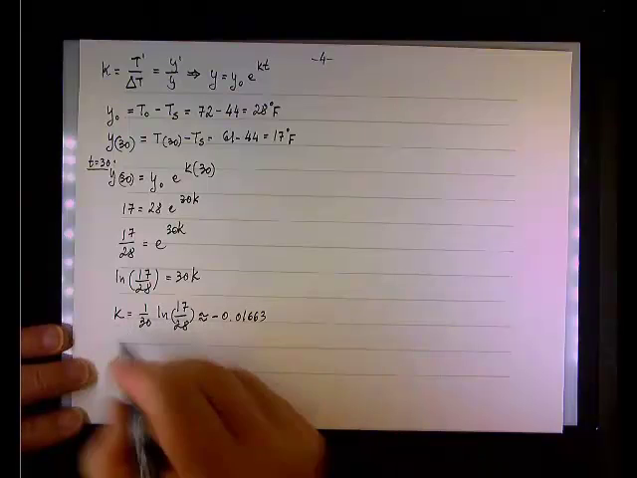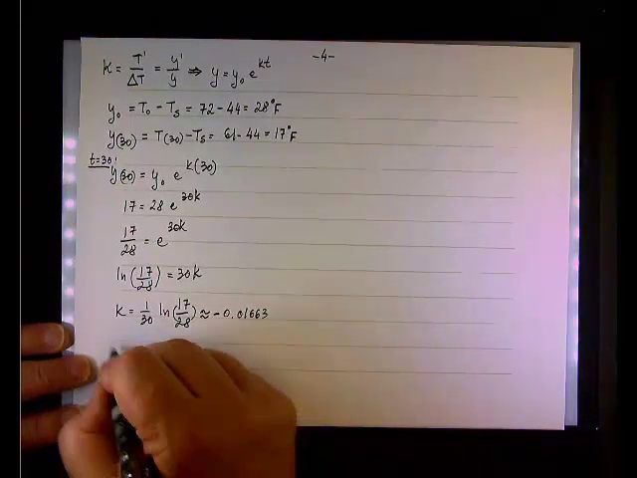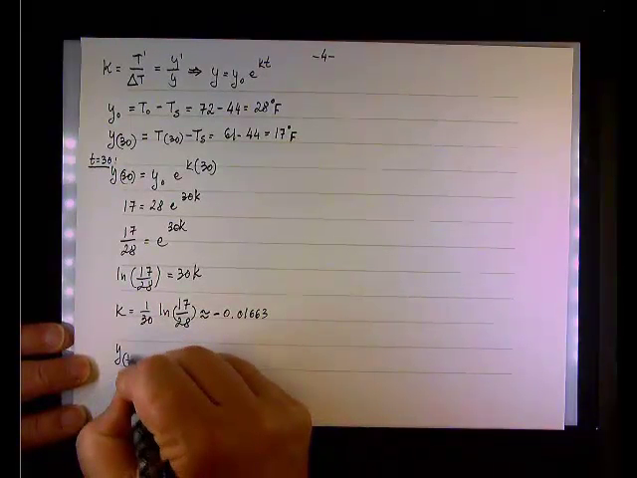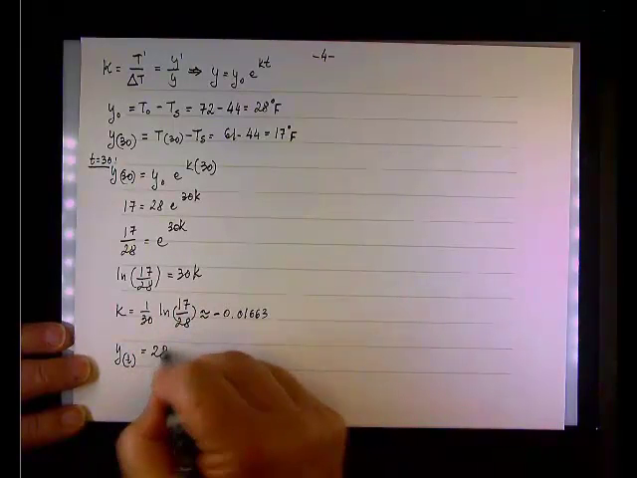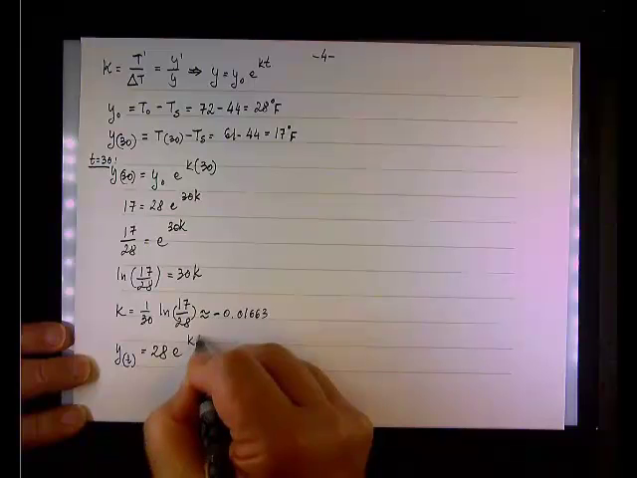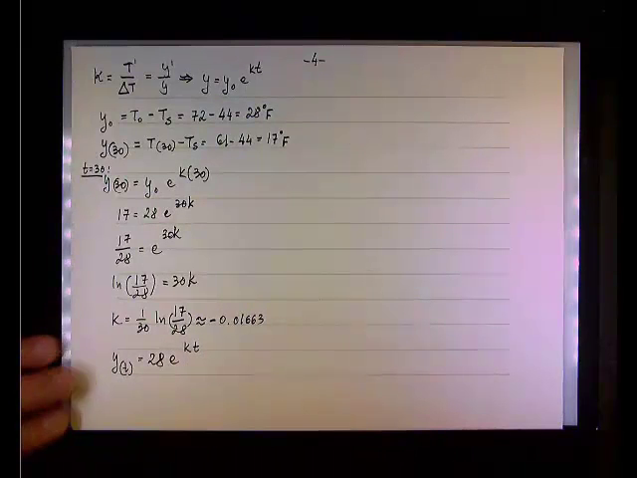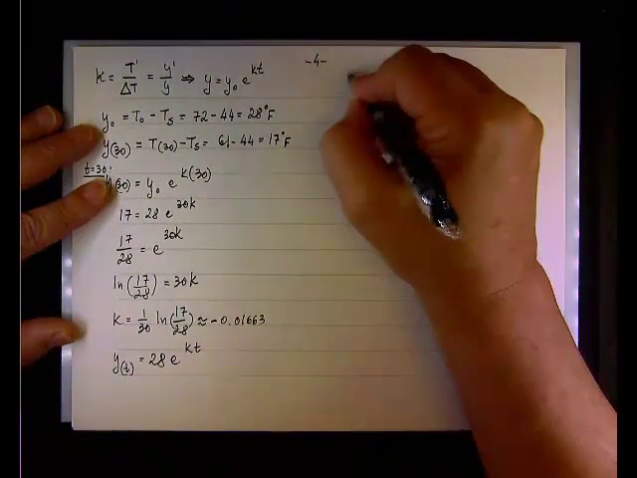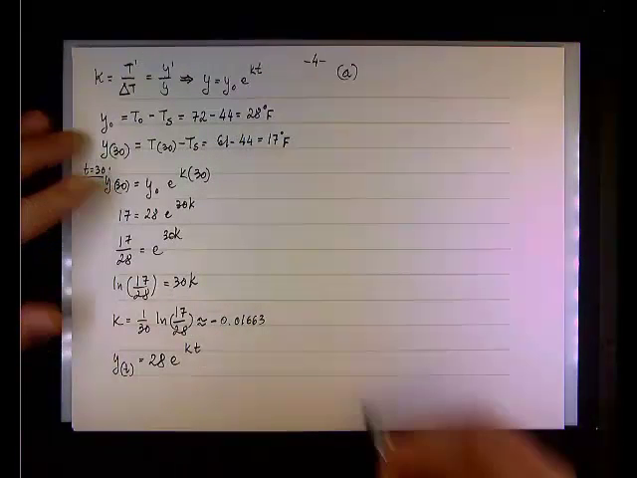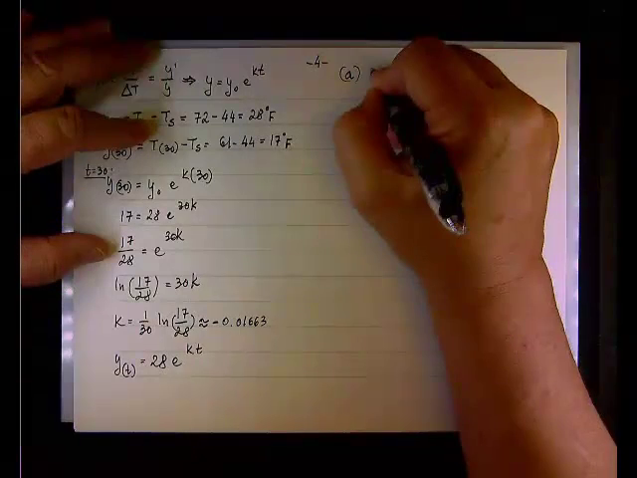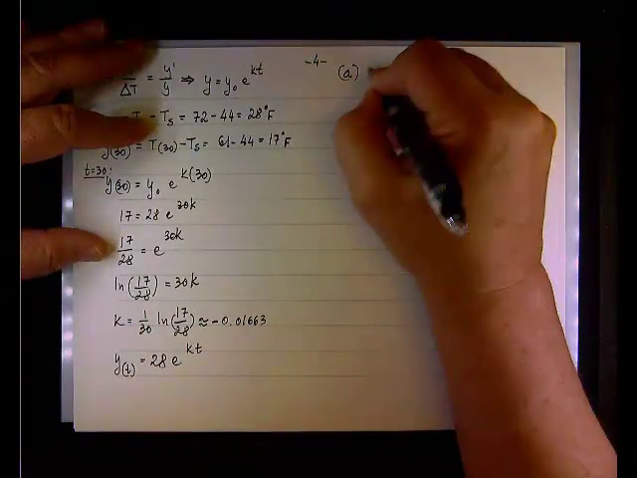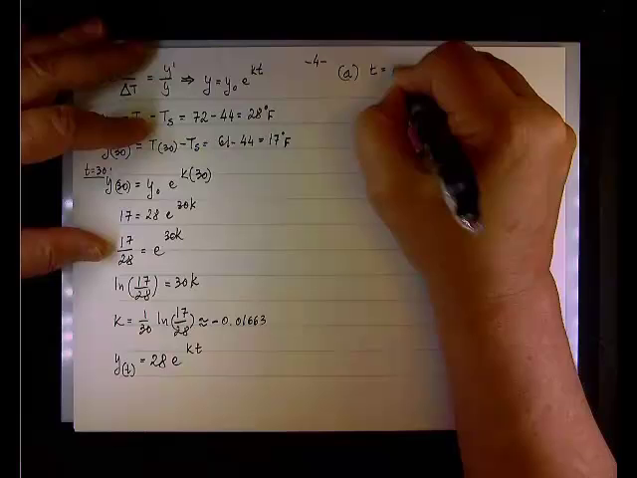So now at this point I have k, and therefore I know that y as a function of the time will be y sub 0, which is 28, e to the power of kt. And I'm ready to solve the first part. So all of this was a warm-up. In the first part, recall, we need to find out what is the temperature after 60 minutes. So t equals 60 minutes.